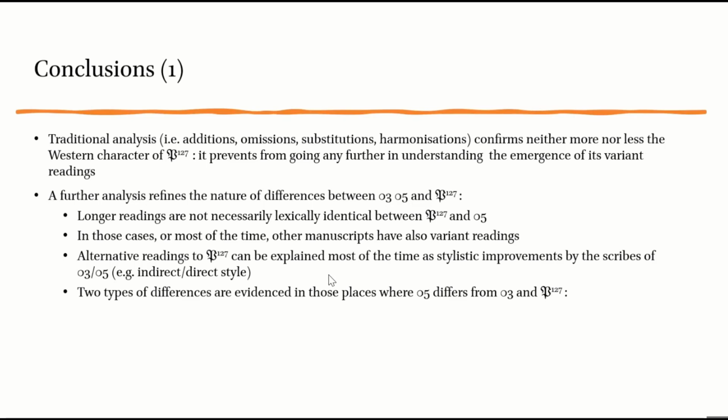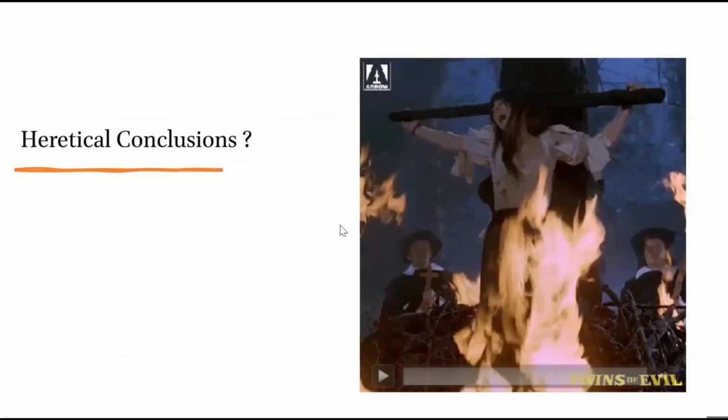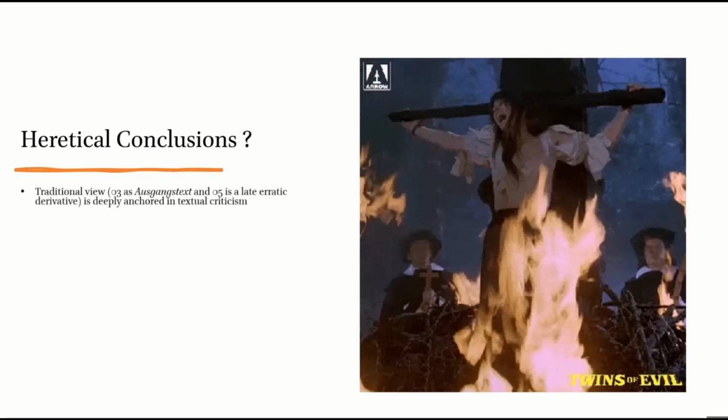In essence, two types of differences are evidenced in those places where 05 differs from 03 and 127. That's the variant readings of 127 and 03 against 05 that are scarce or reflect insignificant changes. And the two other conclusions: a conflation of 127 and 03 would be conflated into 05, and likewise that 05 could be actually a harmonized form of text between 127 and 03. So I'd like to conclude here with some heretical conclusions, hence the title of this paper.